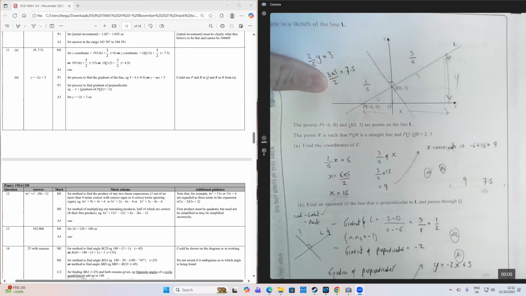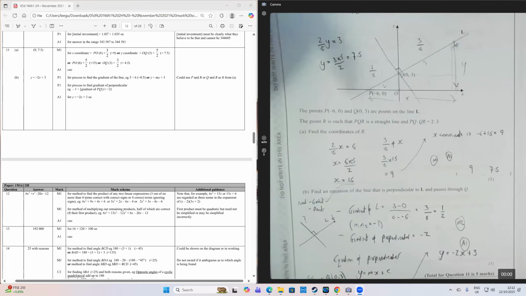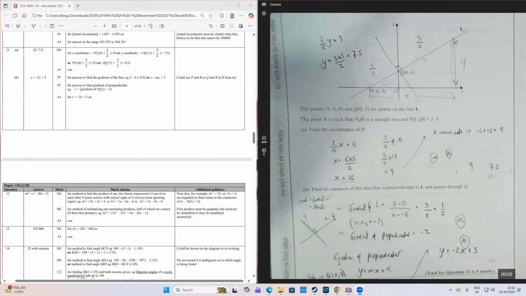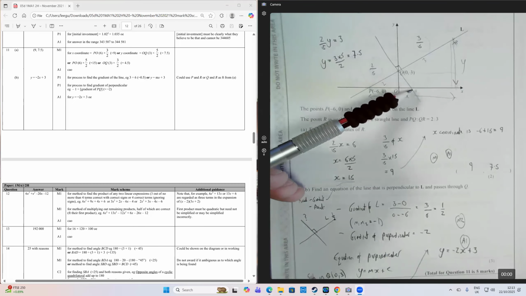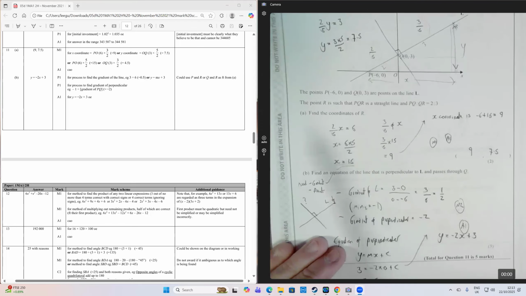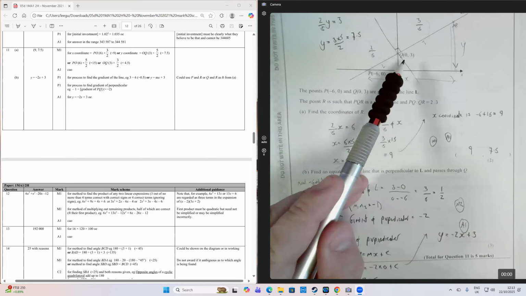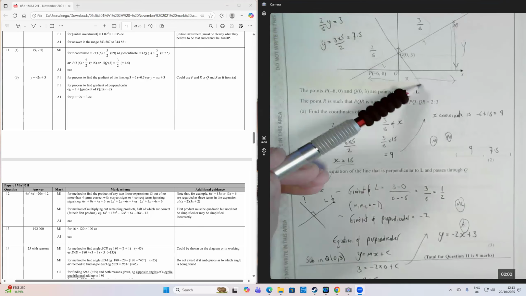Now, part B, it says find the equation of a line that is perpendicular to L and passes through Q. This is an idea that's going to be very, very common for those of you who go on to do A-level in the future. So we want to find the equation of this line that's at 90 degrees to the line L and goes through the point Q. There are 2 things you need to find the equation of a line: a gradient and a point on the line. We've got a point on the line because we've got the point (0, 3), but what we're missing is the gradient of this line.